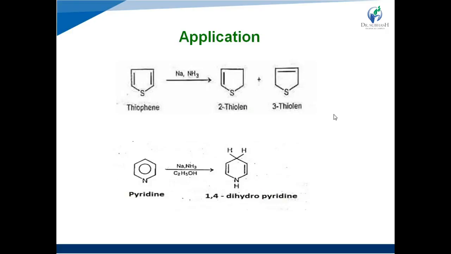And this dihydropyridine is very useful for the synthesis of different types of medicinal compounds. For example, nifedipine and amlodipine are drugs used for lowering blood pressure, right? And dihydropyridine is their basic structure, right? So this type of aromatic ring can be reduced by using Birch reduction, and that reduced product is further useful for the synthesis of different types of active pharmaceutical ingredients.